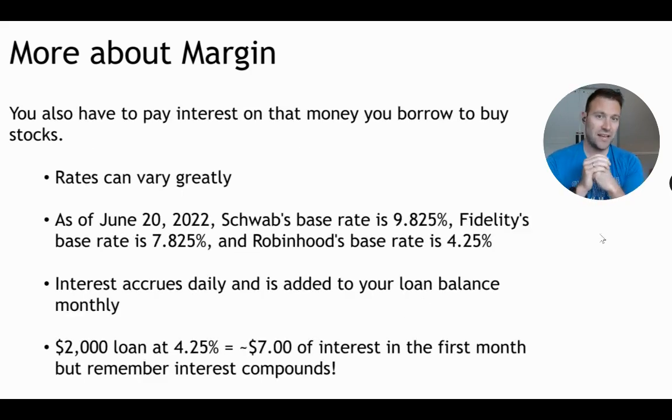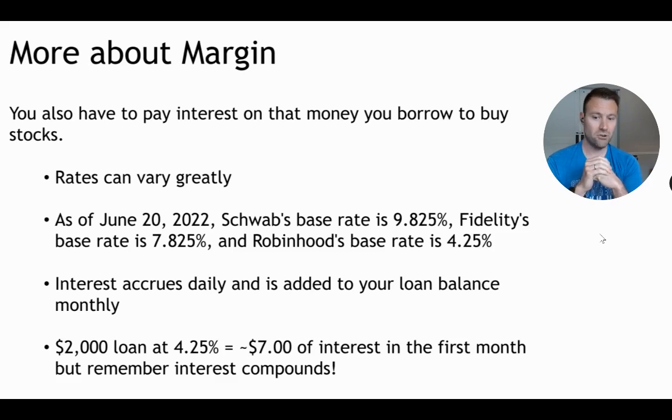The other thing that I think gets lost in the conversation is you actually have to pay interest on the money you borrow. Like any bank, your stockbroker is going to say, hey, I'm giving you $2,000, but you owe me an interest rate. These interest rates as of today, Schwab's base rate is almost 10%, Fidelity's is just under 8%, and Robinhood's base rate is 4.25%. And if I were a betting man, I would guess that's going to go up very quickly as the federal funds rate and other rates are on their way up currently.